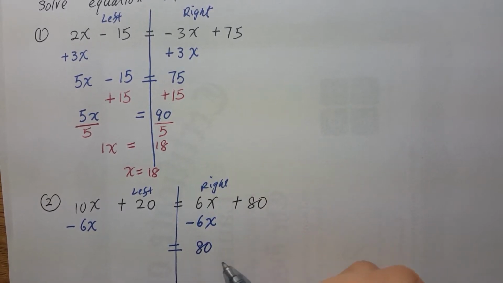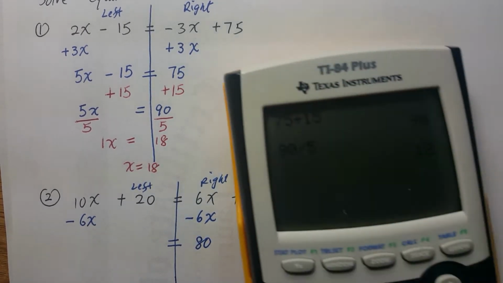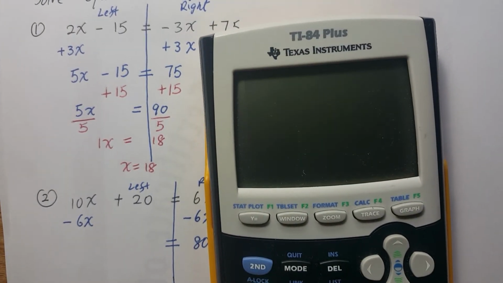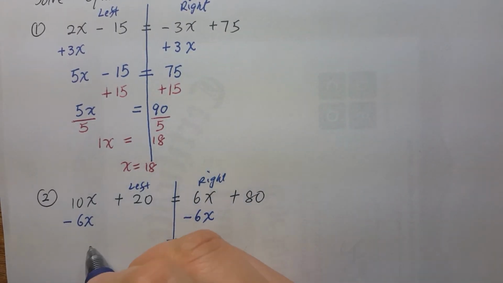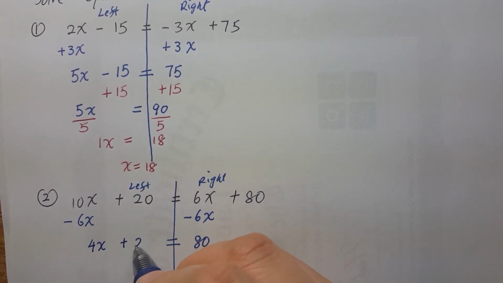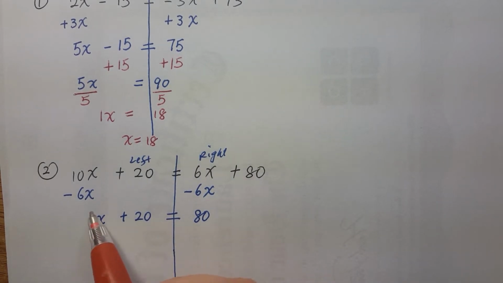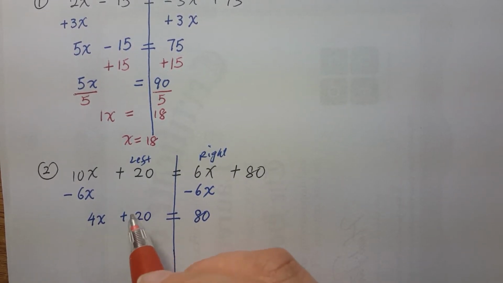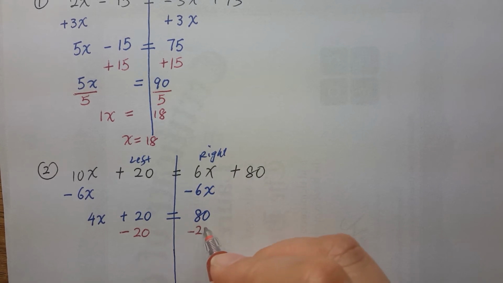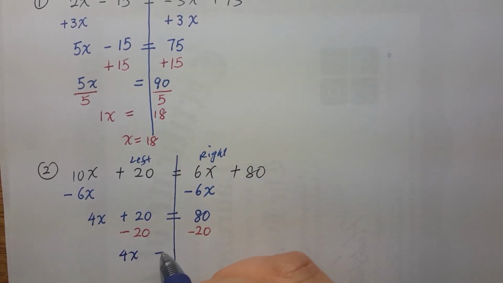Plus 80 means positive 80. Now we go back to the left. We have 10x minus 6x. 10 minus 6 equals 4. So therefore we have 4x plus 20 equals 80. We try to keep the 4x on the left. We try to eliminate, or make the 20 disappear. So we do the opposite: minus 20 on both sides. We know that 20 minus 20 is 0. It disappears, so we get 4x left over.